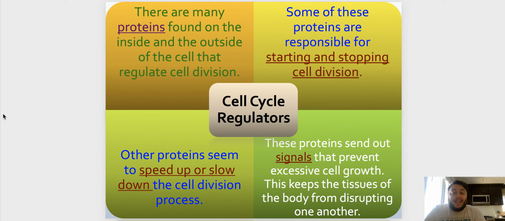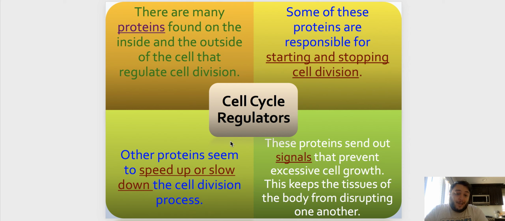And when I say regulated, we talk about what we have here on this slide, right? Cell cycle regulators. So we have proteins, we have enzymes that help signal and speed the reactions. So it's all very purposeful, and it all happens as it should. That's not always the case, right?